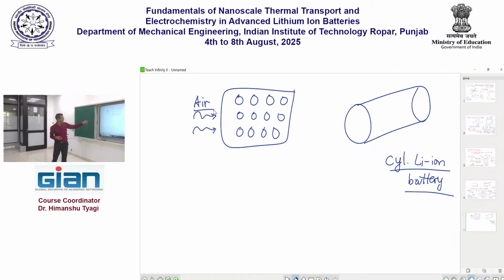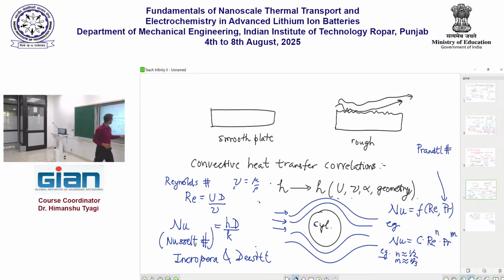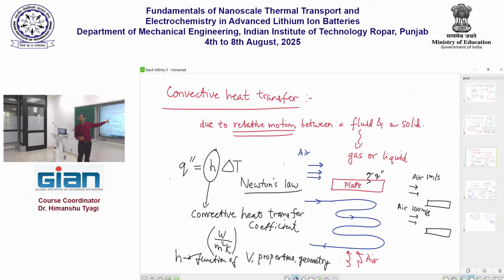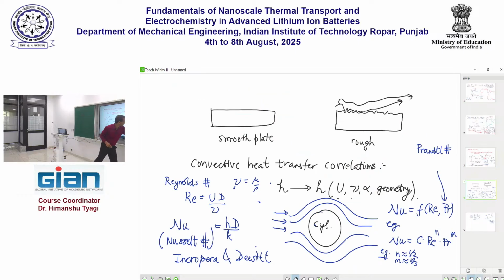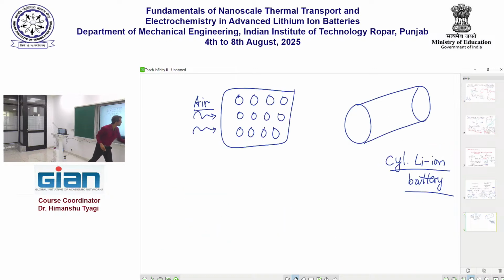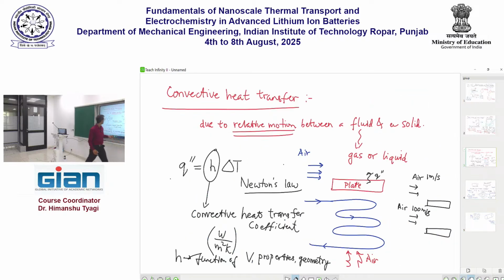In order to solve that problem, we start really from this very fundamental equation, Q equals h delta T. We find the value of h from correlations like this, right? And that tells us how much heat I can remove from a cylindrical lithium-ion battery. Okay. Surface area also plays a role, and the surface area appears here in Q double prime. Q double prime is watt per meter square. So if the surface area is larger, I will be able to remove more heat.